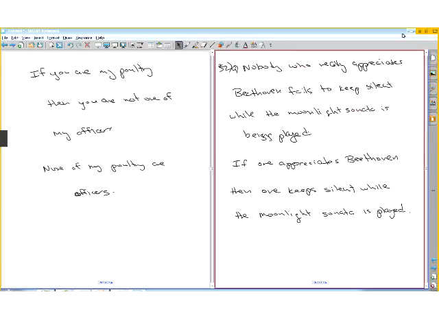Okay, so this is what I came up with. If one appreciates Beethoven, then one keeps silent while the Moonlight Sonata is being played. And it makes sense that somebody who appreciates the music would keep silent. They wouldn't whoop and holler. It's not graduation ceremonies or anything like that. It's somebody who appreciates it. They're going to listen. Okay. So based on that if-then statement, we would do if S, then R. Okay, so that's the equivalent situation.